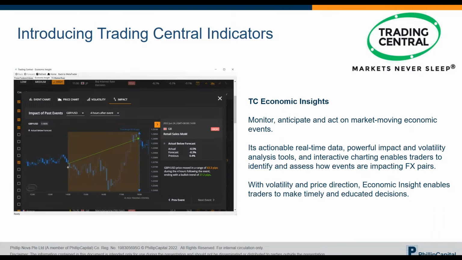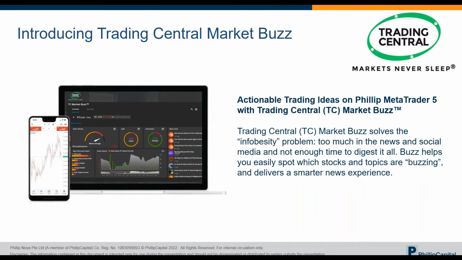Okay, so aside from ordinary data that you'll be able to draw from a traditional economic calendar, you are able to see a lot more insights with this tool. I'll be guiding you through how to use this tool and explore different data on it later on. The second tool under Trading Central is called the Trading Central Market Buzz.